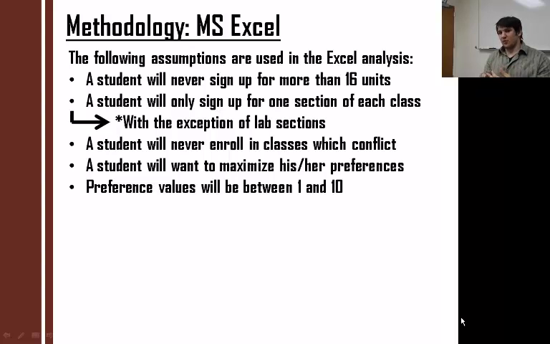Preference values can only be between 1 and 10 and only be whole numbers. And I did that mostly because when you go to Excel and you use the solver, it can get a little crazy if you start to do things like 2.25 as your value or 2.111111. It easily confuses the program, and I wanted to make this as error-free as possible.